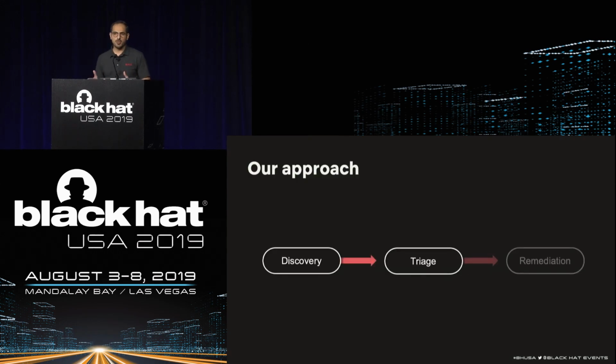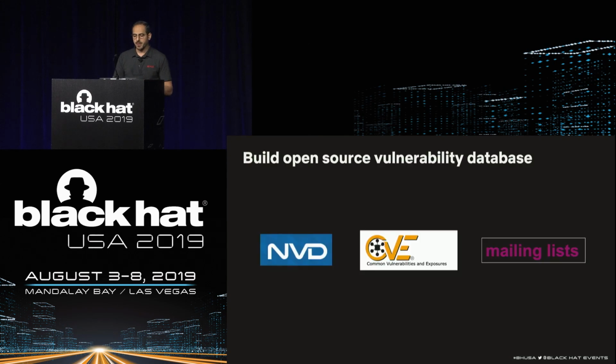So our approach is broken into 3 stages: discovery, triage, and remediation. So let's talk about discovery. Vulnerability discovery is about finding known vulnerabilities in your ecosystem. The way you can do this is you want to find first what these vulnerabilities are, where they come from, and what the exploitability of those vulnerabilities is.